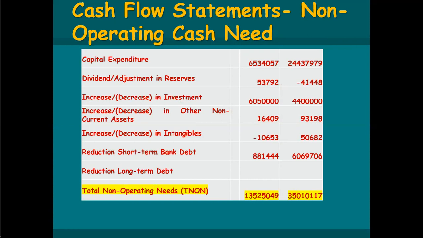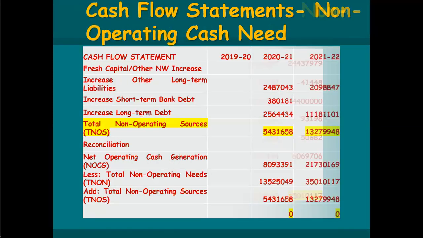The total net non-operating need comes in this case. Thereafter, we have to calculate the non-operating sources, which include, first of all, fresh capital and other net worth increase. In this case, we have no such figures. Increase in other long-term liabilities: yes, there is an increasing debt. Increase in short-term bank debt: for the second year we have it, and for the third year we do not. Increase in long-term debt: yes, in both years we have the figure. So it's a source for both years.